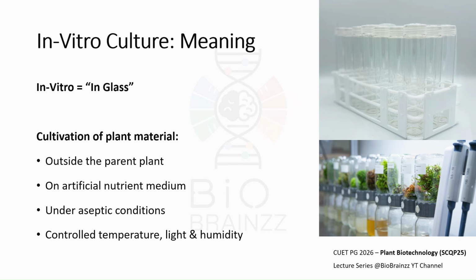In vitro culture literally means growing biological material in glass containers rather than in natural soil. In plant biotechnology, it refers to cultivating plant parts outside the parent plant on an artificial nutrient medium under aseptic conditions and carefully controlled physical parameters. These conditions include temperature, usually around 25 degrees Celsius, light regimes such as 18 hours of illumination and 8 hours of darkness, and appropriate humidity levels.